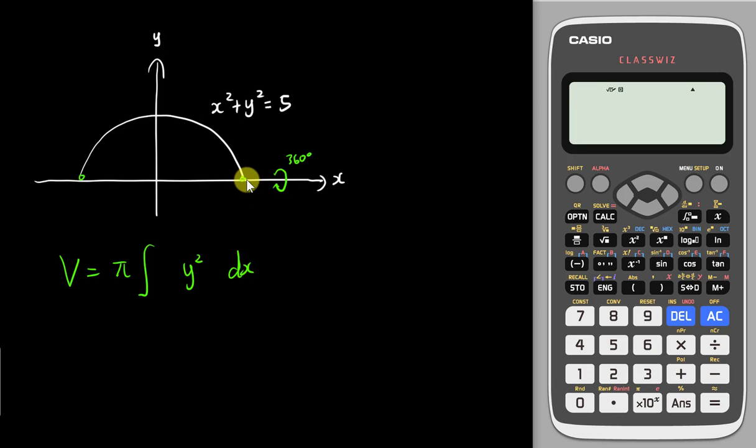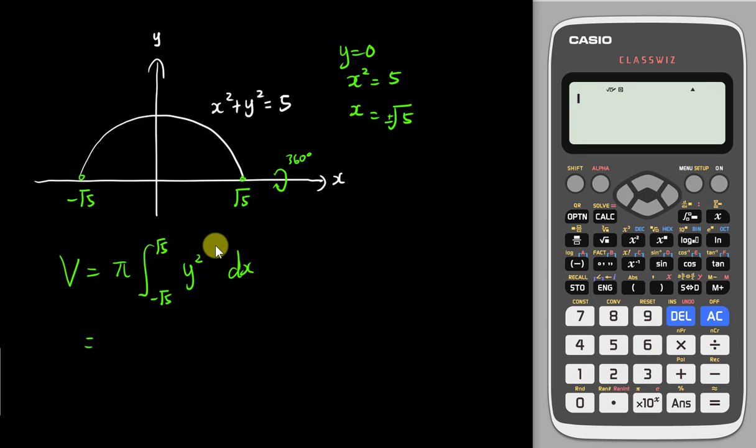The x-intercept is quite easy to find. We just make y equal to 0. So when y equals 0, x squared will equal 5. Then x will equal positive or negative square root 5. So here will be square root 5, and here will be negative square root 5. So it goes from negative square root 5 to square root 5. Then I will just type into my calculator, and I can get the answer.